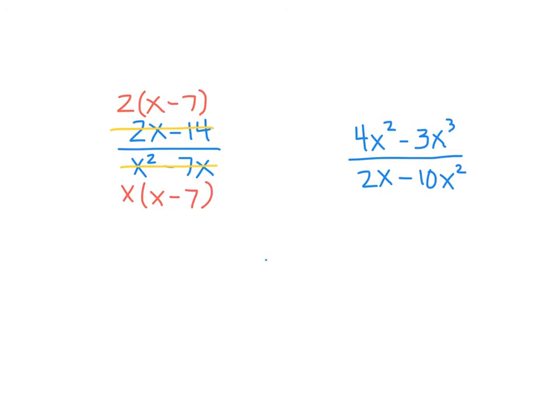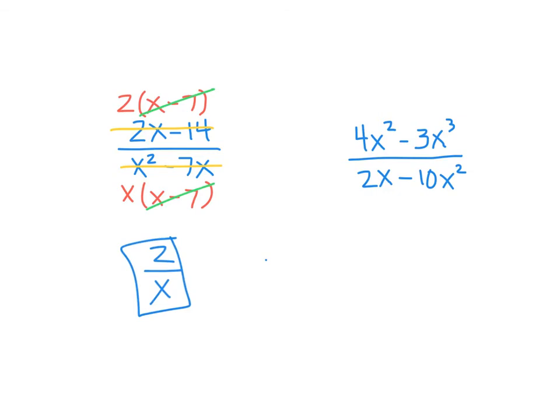Now my numerator and denominator both have a common factor, and that factor is x minus 7. It's a binomial factor that is common in the numerator and in the denominator. So my final answer here is 2 over x, because I have the 2 remaining here and the x remaining here. Why don't you pause the video and try this next one and then check back to see how you did on it.